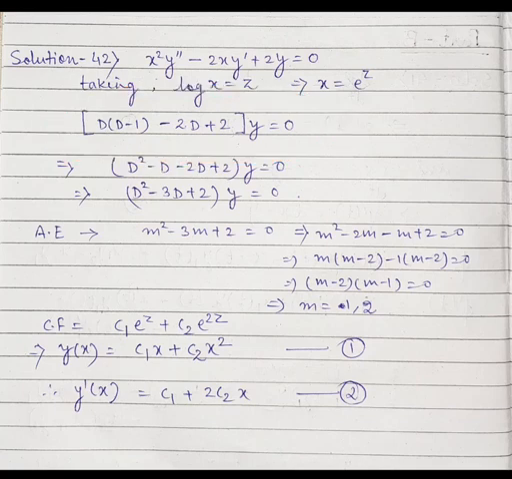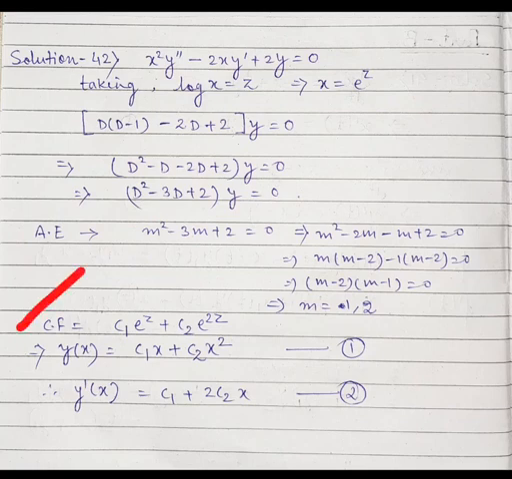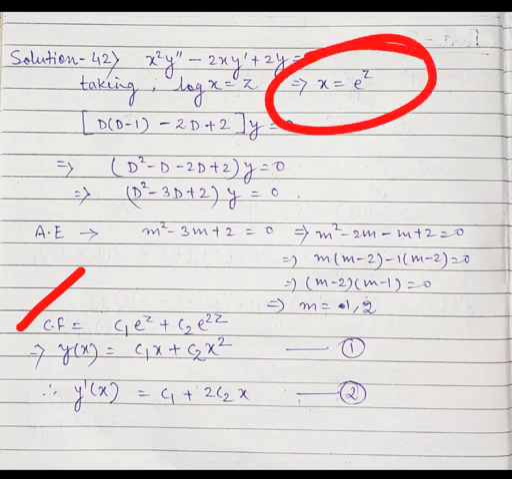On further solving, we are having D² − 3D + 2y = 0. From here we can find the auxiliary equation. Now here we get the values of m as 1 and 2. So we can have CF as C1 e^z + C2 e^(2z). Now we will replace e^z by x to get y(x) = C1 x + C2 x² as equation 1.